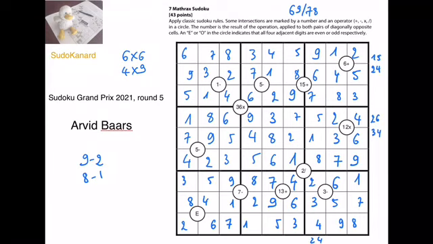And this finishes the solve of this Mathrax Sudoku puzzle, which was very well organized, and I think it was not very difficult, which is perfect for 43 points, and I really like this puzzle. Well, as a general rule, I really enjoyed this Sudoku Grand Prix round.